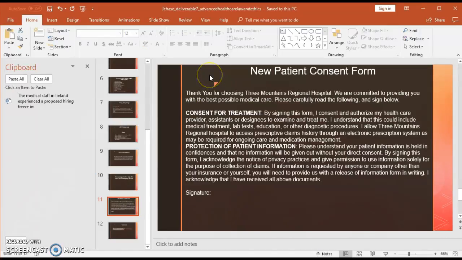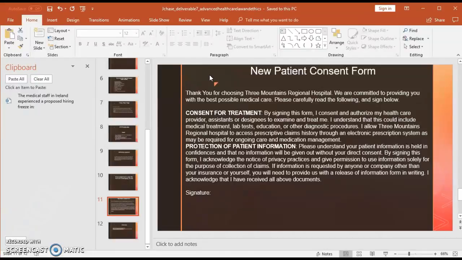This is our new patient consent form. Thank you for choosing the Three Mountains Regional Hospital. We are committed to providing you with the best possible medical care. Please carefully read the following and sign below. Consent for treatment. By signing this form, I consent and authorize my healthcare provider, assistants, or designees to examine and treat me. I understand that this could include medical treatment, lab tests, education, or other diagnostic procedures.